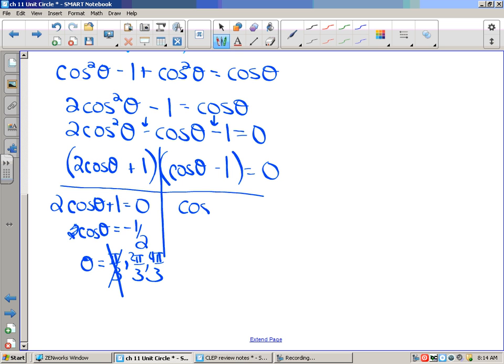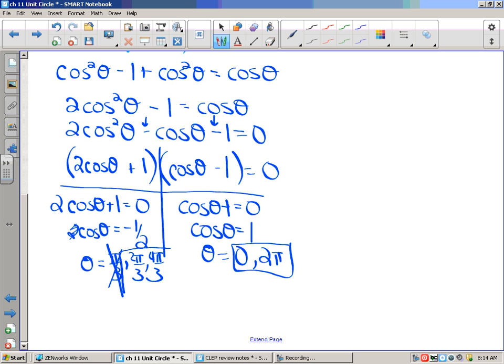All right, this side, cosine theta minus 1 equals 0. So cosine theta equals 1. So when does cosine equal 1? Of course, again, that's at 0 and 2 pi. So all 4 of these would be my answer: 2 pi over 3, 4 pi over 3, 0, and 2 pi. And that's how you find theta.